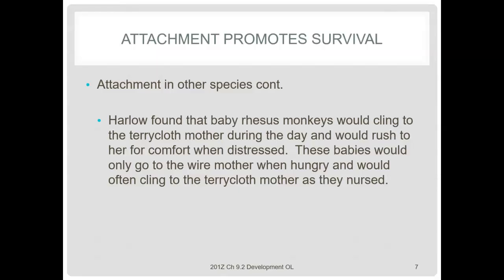Harlow found that baby rhesus monkeys would cling to the terry cloth mother during the day and would run to her when they were distressed. They would only go to the wire mother when they were hungry. And so when they needed food, they would go to the wire mother. But they would cling to the terry cloth mother even as they did that. They would lean way over so that they could grab the nipple on the bottle, because they didn't want to give up that comfort contact.